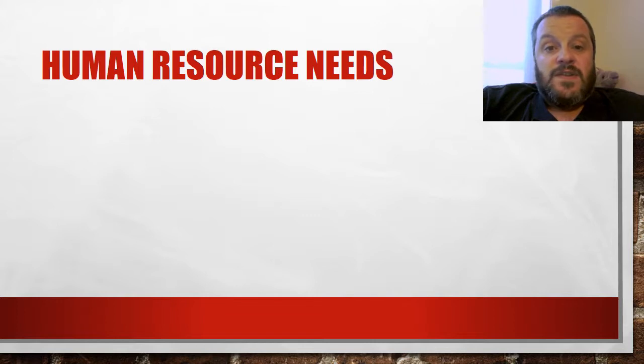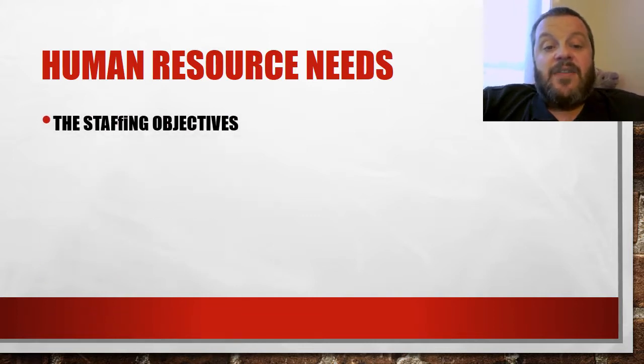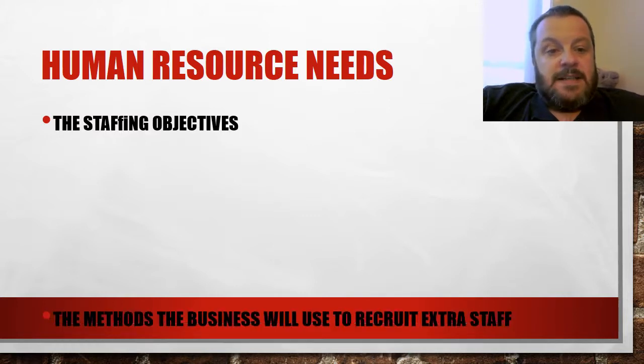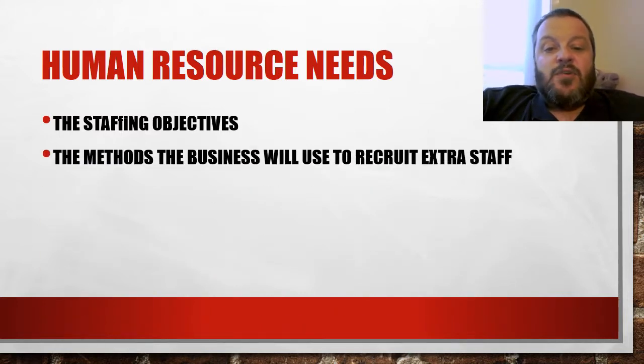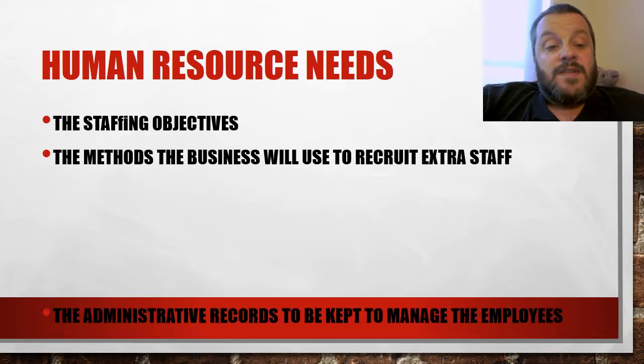So, human resource needs. It's a staffing objective. So, it's all about the people. It's about people, people, people. It's the methods the business will use to recruit extra staff. So, Mr. Whippy Van, if he does need extra staff, how's he going to get those people on board? Is he going to put an ad in the newspaper? Is he going to ask friends? Or is he going to go through a proper recruiting process?